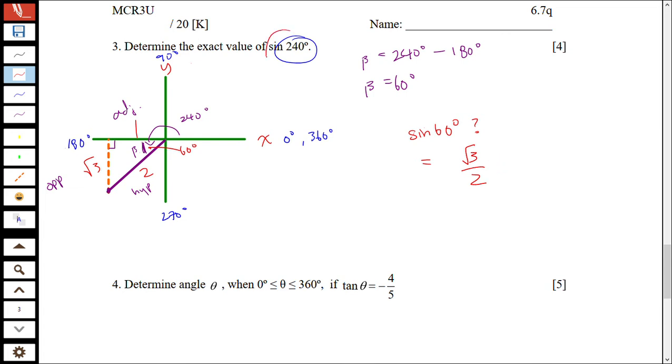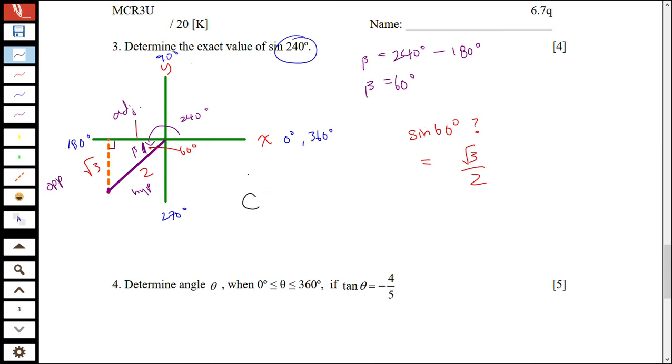But it's asking for sine of 240. So this is where we have to look at, well, which quadrant is it in? And this is when we use the CAST rule. Remember, our value of the ratio is going to be the same, but it's the sign, whether it's positive or negative, that's going to be different depending on which quadrant it's in. So let me write out the CAST rule.